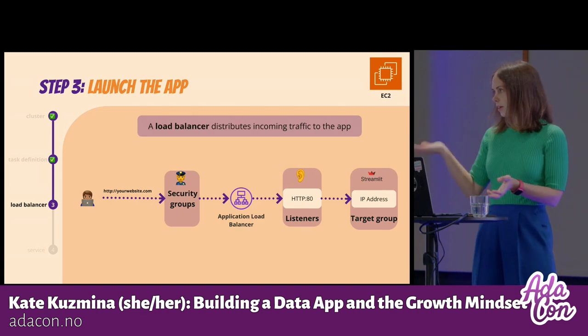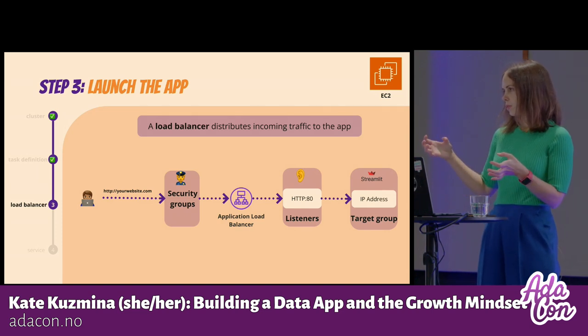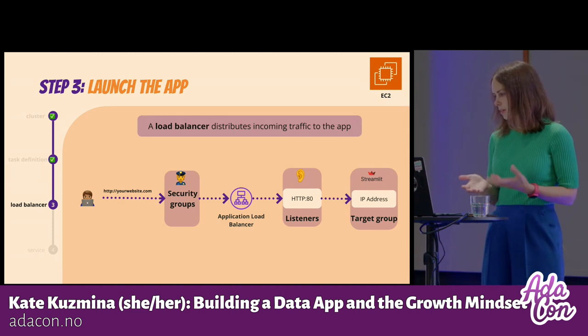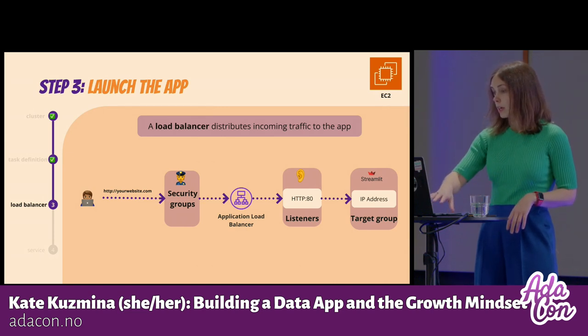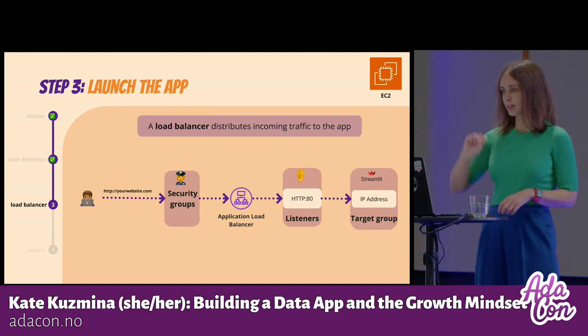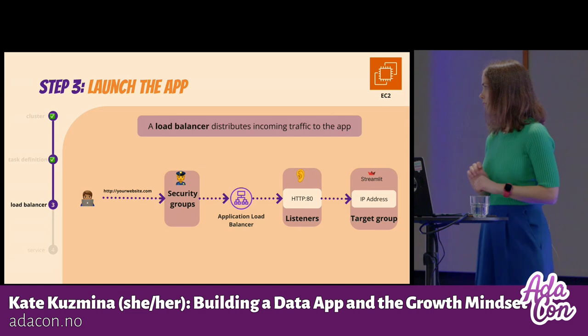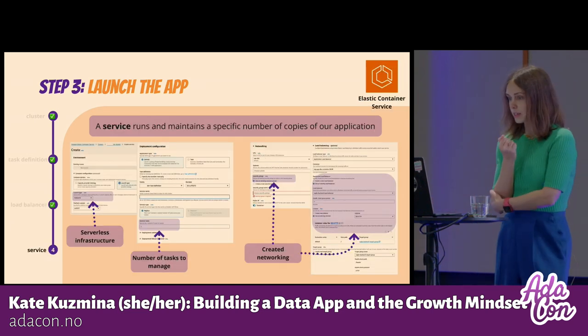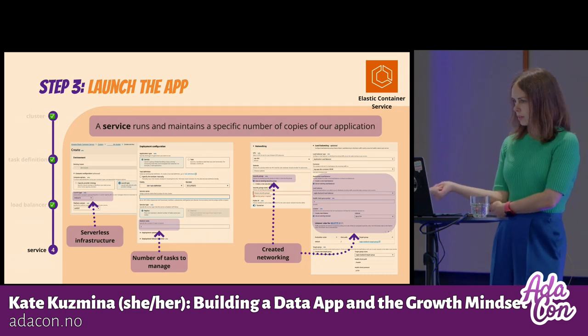And then the target group is basically a set of resources that your load balancer transfers traffic to. In our case, it would be a task running our application. And again, you will have all these fields where you can just click and choose. And then the last part is to create a service.